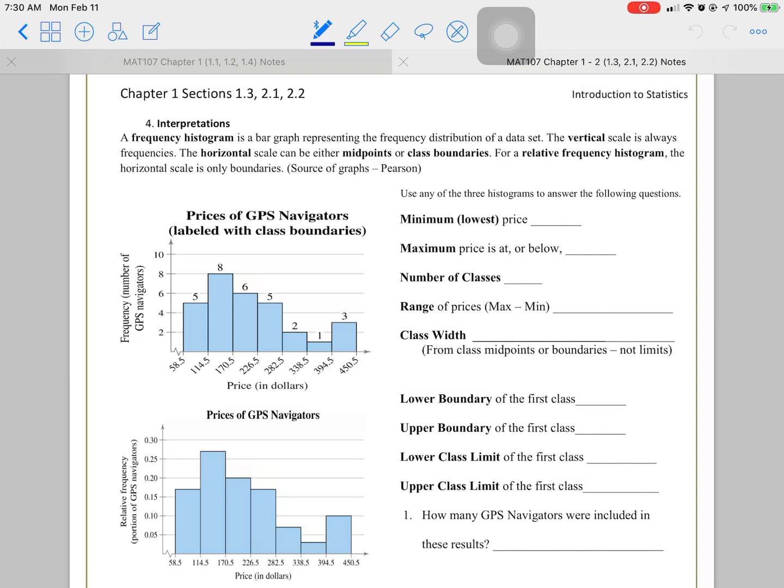So a frequency histogram is a bar graph representing the frequency distribution, I'm reading right here, of a data set. The vertical scale is always the frequencies. The horizontal scale is either the midpoints or the class boundaries. For a relative histogram, the horizontal scale is only boundaries.